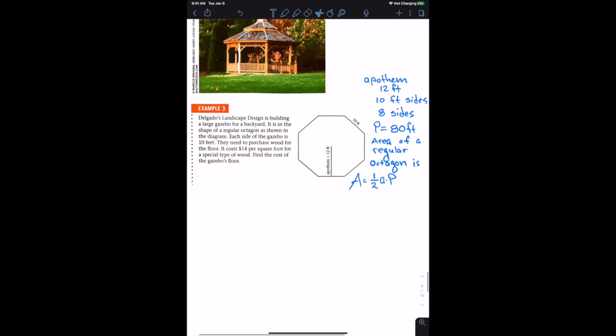So we're going to find the square footage, and that's going to be area is equal to 1/2 of the apothem, which is 12 feet, and that times the perimeter, which is 80 feet. It's really 6 times 80, which is 480 square feet. So the area of this whole surface is going to be 480 square feet. But wood costs $14 per square foot. So we're going to write this down here, $14 per square foot. So we just say per square foot.